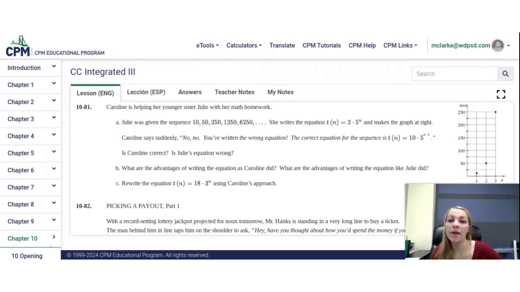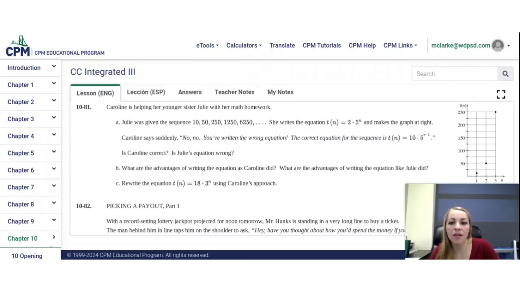Okay, so problem A says Julie was given the sequence 10, 50, 250, 1250, 6,250, and she writes this equation, T of n equals 2 times 5 to the n, and makes this graph at right. Caroline says, no, you've written the wrong equation. The correct equation for the sequence is T of n equals 10 times 5 to the n minus 1. Is Caroline correct?